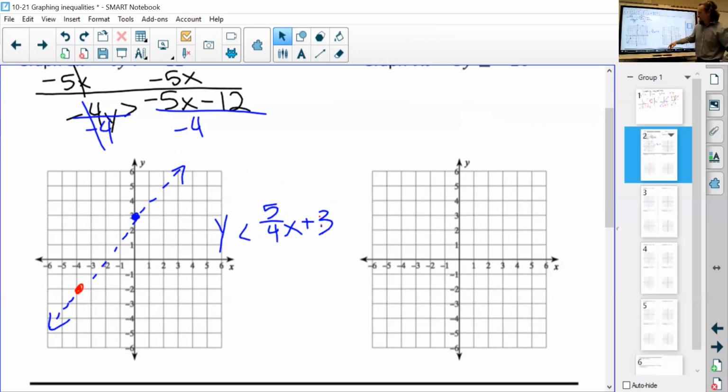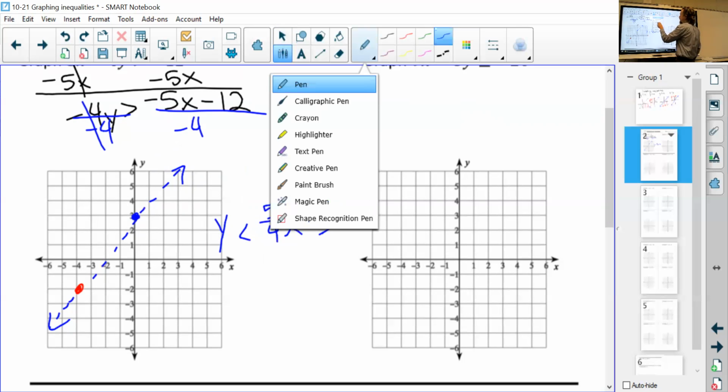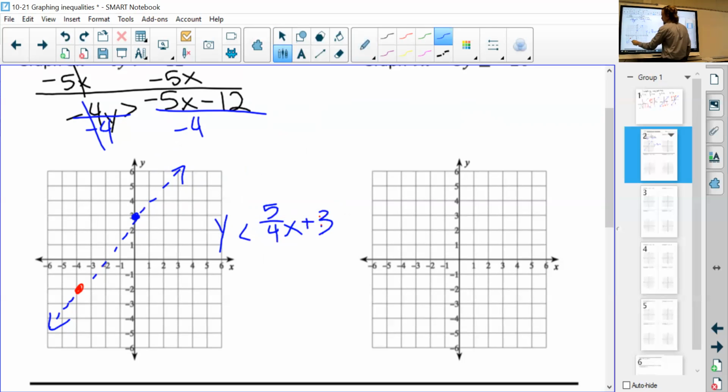Okay, since it's less than, I know I want to shade below the line. So we get on my highlighter, so you can see it that way. So everything below the line. If I pick anything in this yellow here, it goes all the way right up to the line, but not including it. If I pick any point in that yellow, it should make my inequality true.